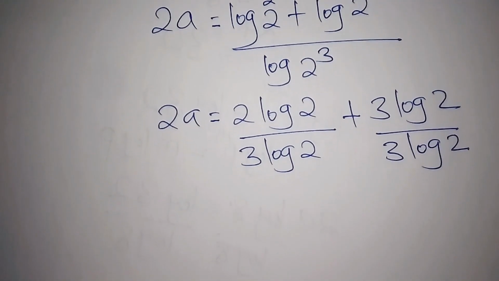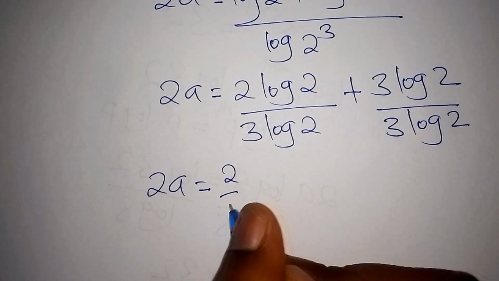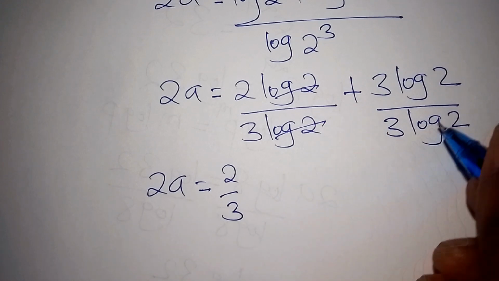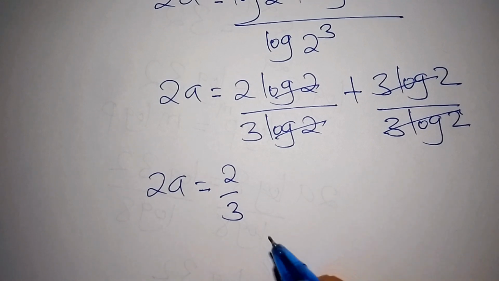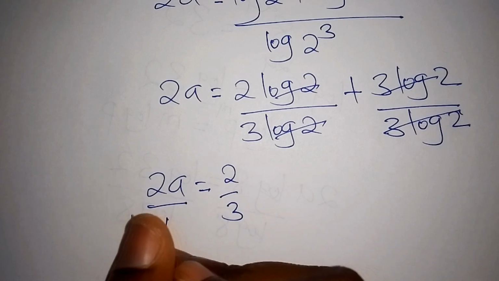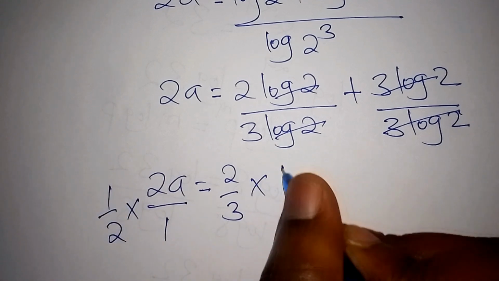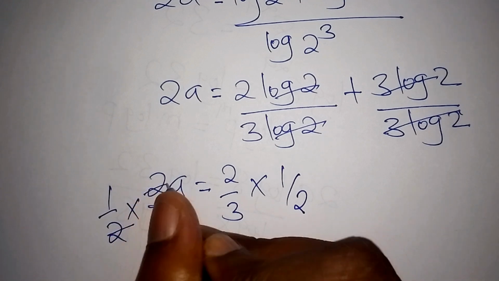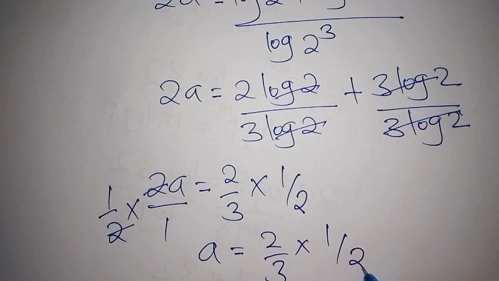Let's now simplify what we can. Here 2a is equal to 2 over 3, because the log 2 and log 2 cancel, and 3 log 2 and 3 log 2 also cancel each other. So we remain with 2a is equal to 2 over 3. How do we get the value of a? We put this over 1, then multiply both sides by a half, 1 over 2. The 2 by 2 cancels, so we have a is equal to 2 over 3 multiplied by 1 over 2.